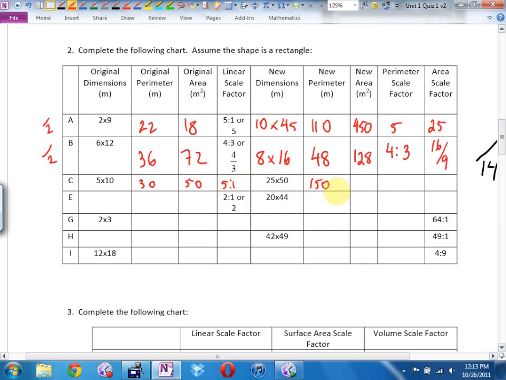New area is 625? Yes? Woo! No? What's the new area? 1,250? That's what I said. Can't you read? Okay. Where did I get 625 from? Wow! Dueck. Perimeter scale factor, same as the linear. 5 to 1. Area scale factor, 25 or 25 to 1 or 25 colon 1. Again, out of 2.